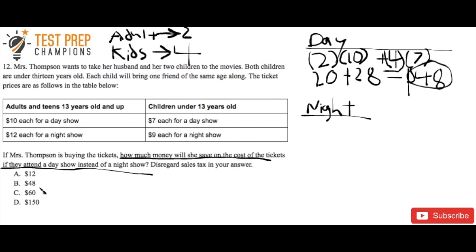And so answer B is not correct though, because remember, we're supposed to be finding how much she's going to save on the cost of tickets if they go to a day show versus a night show. We're not just calculating the cost of a day show. So that's why it's so important to first figure out what you're trying to solve here. So now let's do the same thing for night show.